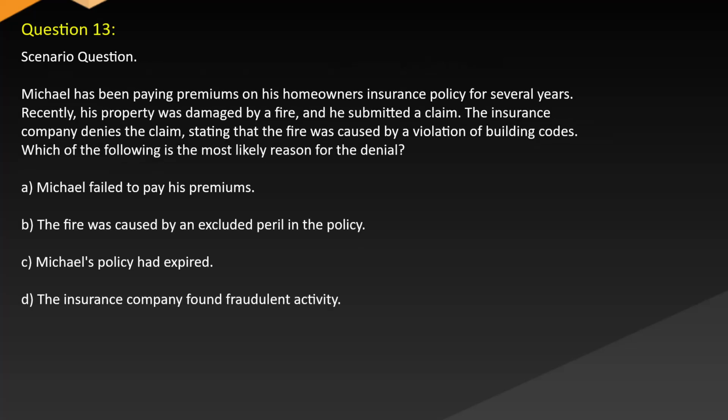Question 13. Scenario question. Michael has been paying premiums on his homeowner's insurance policy for several years. Recently, his property was damaged by a fire and he submitted a claim. The insurance company denies the claim, stating that the fire was caused by a violation of building codes. Which of the following is the most likely reason for the denial? A. Michael failed to pay his premiums. B. The fire was caused by an excluded peril in the policy. C. Michael's policy had expired. D. The insurance company found fraudulent activity.